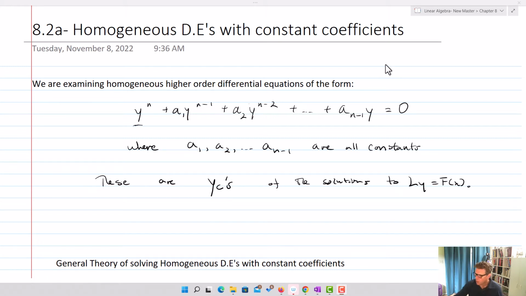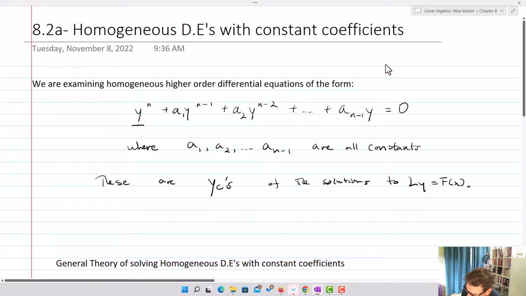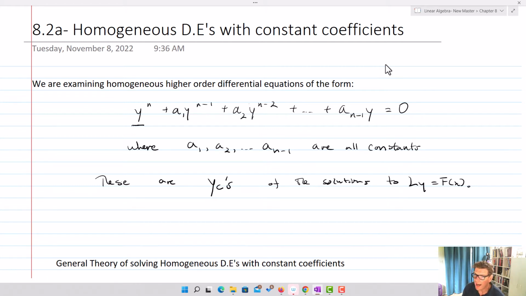Okay? So what we have now is a set of differential equations, y sub n plus a1 y sub n minus 1 plus a2 y sub n minus 2 plus, and then go all the way down to a sub n minus 1 y, and that'll be set equal to 0. And then a1 through a sub n minus 1 are all going to be constants. So that's a requirement for us. Okay? And we just want to represent that these are going to end up being our yc's. So they're going to be the solutions to their own systems, but at the same time, they're also going to be a part of the work when we actually solve non-homogeneous differential equations.